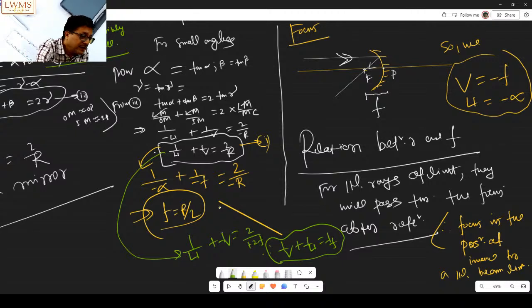So what is that? The lens formula is the relation between object distance, image distance and the focal length. Isn't it? So relation is done. Relation between U, V and F. Earlier we did relation between U, V and R. Here it is between U, V and F. This will help you to solve a problem.